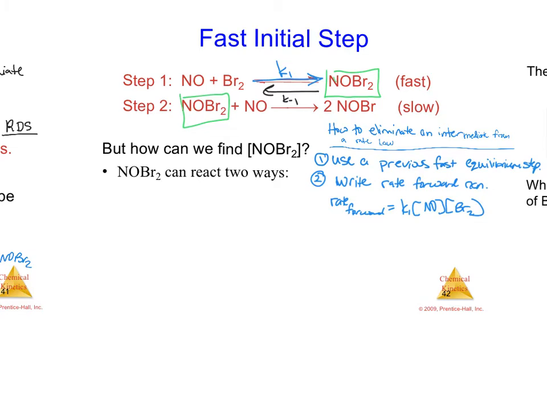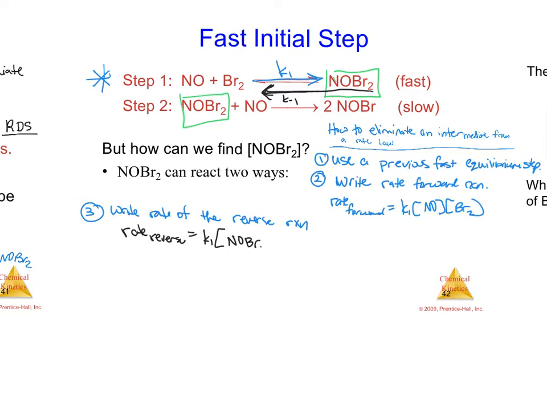Step 3, I'm going to write over here on the left-hand side to give ourselves more space. Write the rate of the reverse reaction. And remember, we're focusing on rule number 1, use the previous fast equilibrium step, which is indeed step 1. So our reverse reaction, rate reverse equals, and again, that's in this direction. So that's K1 times whatever's at the tail end of that arrow, which here is our NOBr2.